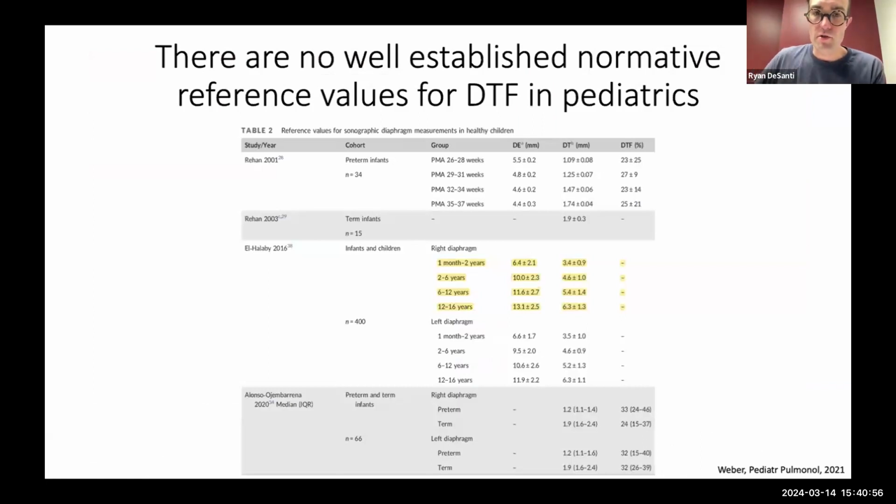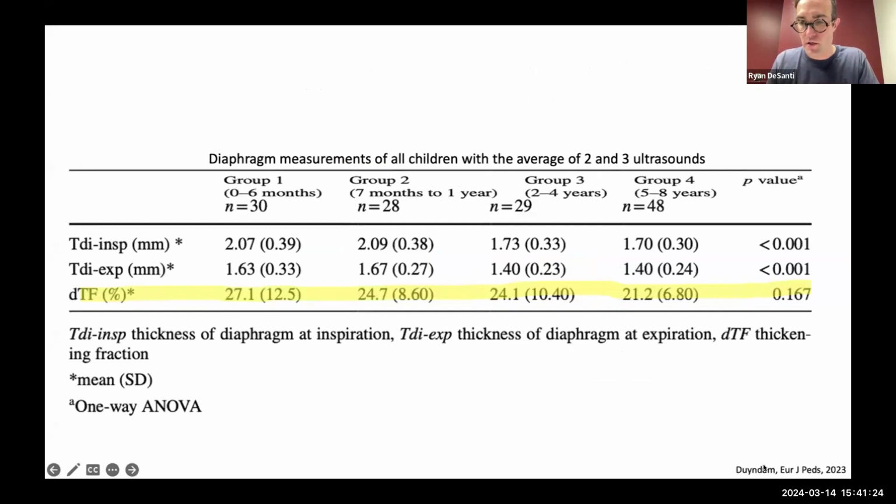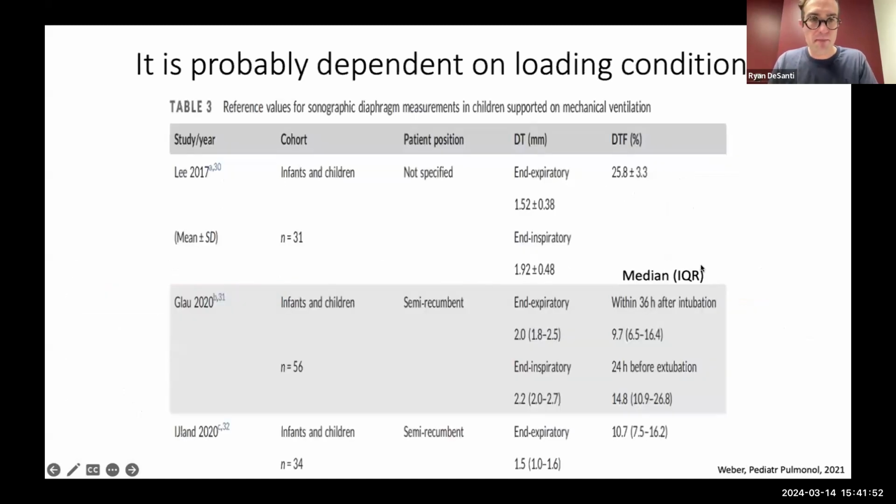Unfortunately, there are no well-established normative reference values in pediatrics for diaphragm thickening fraction. Most of the studies which have looked at it look at the excursion and the thickness without necessarily calculating the thickening fraction. Most of the research thus far has actually been done in term and preterm infants. There is a recent publication here from 2023, the European Journal of Pediatrics, which looked at the diaphragm thickening fraction in healthy children and found it decreasing slightly from 27% thickening fraction down to 21%. This is age 0 to 6 months up to 5 to 8 years. Not statistically different though.